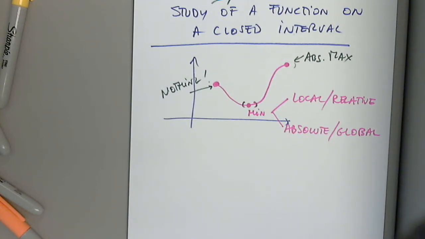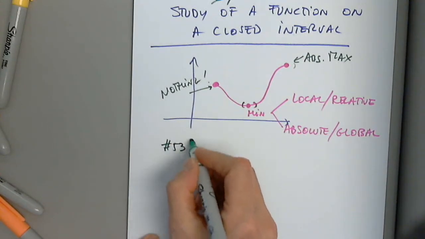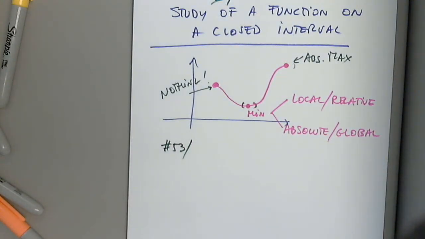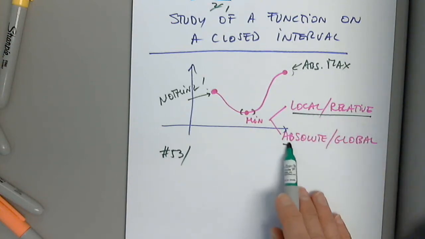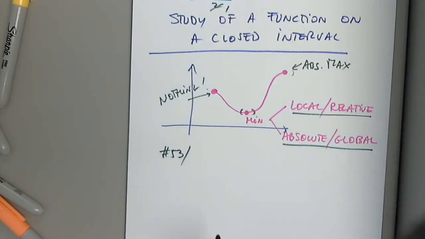So let's look at problem 53. Is that an absolute minimum in the example? Yes, this is a minimum that is also local and at the same time absolute, both.